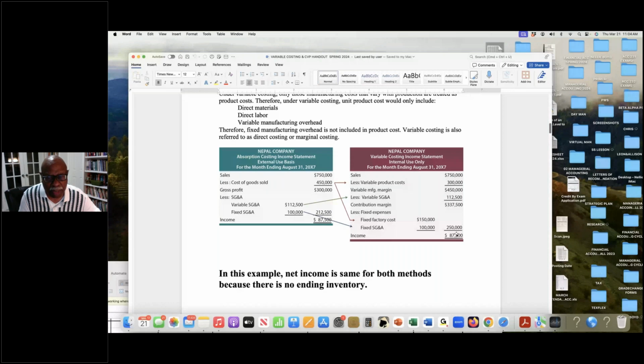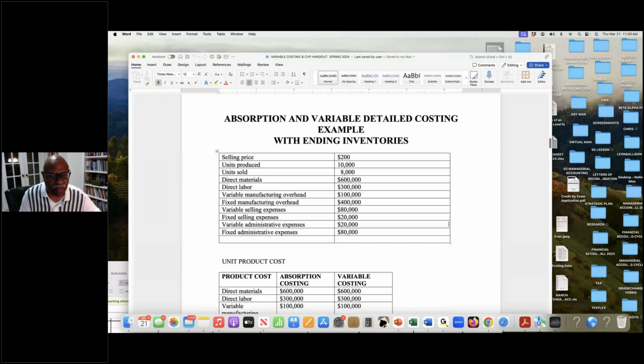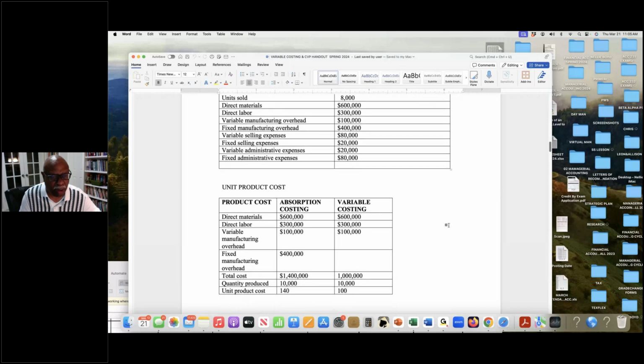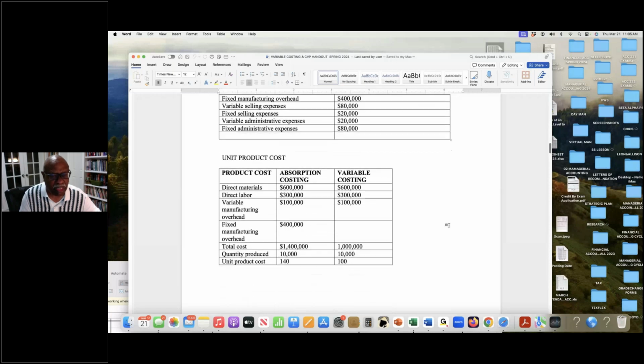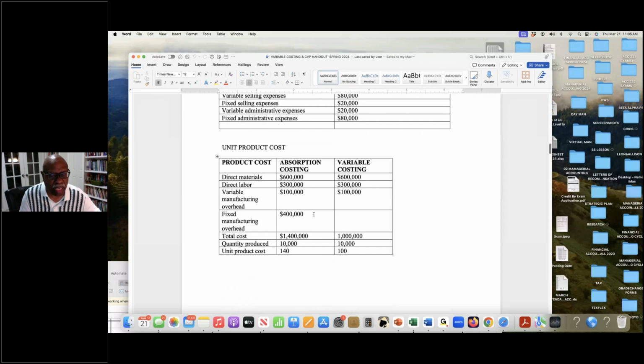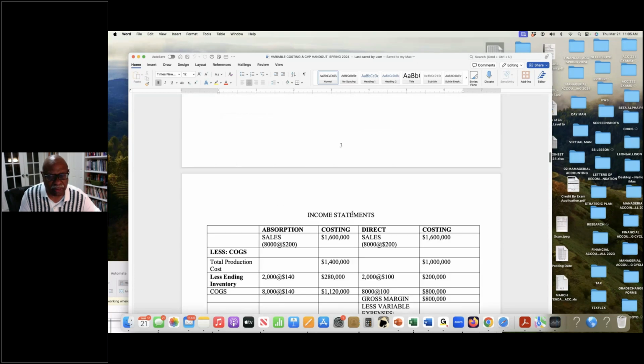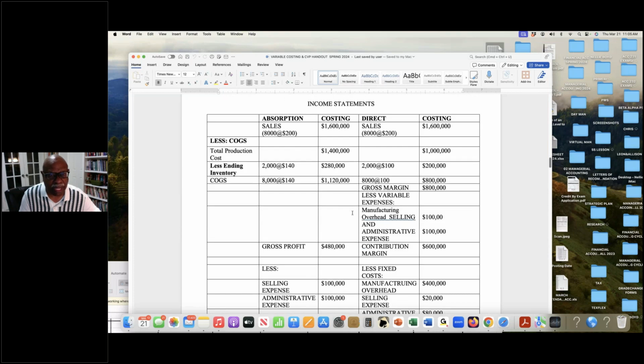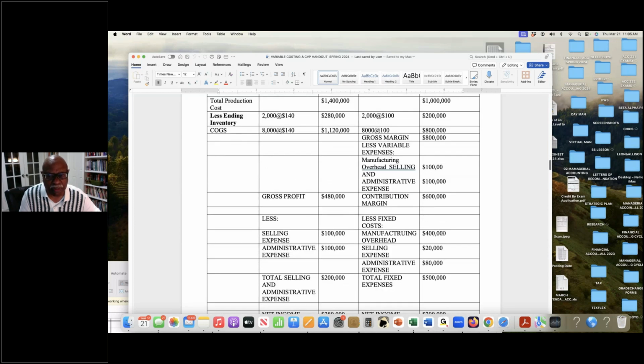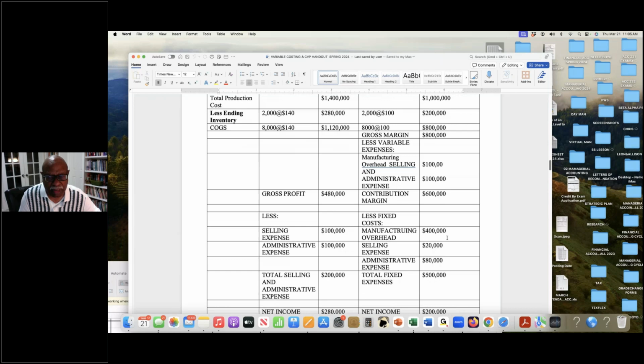And we said these two numbers would agree if you did not have ending inventories. They'd be a little different if you had ending inventories because part of the fixed manufacturing overhead cost is going to be in the inventory on the absorption costing, but on the variable costing, we will subtract the entire 400,000. So because we subtracted the entire 400,000, the income is going to be different.